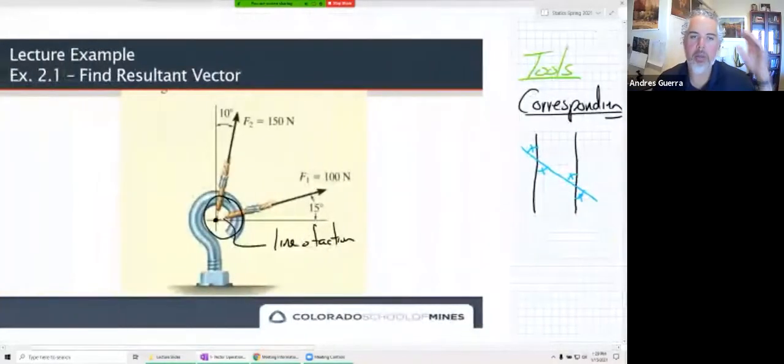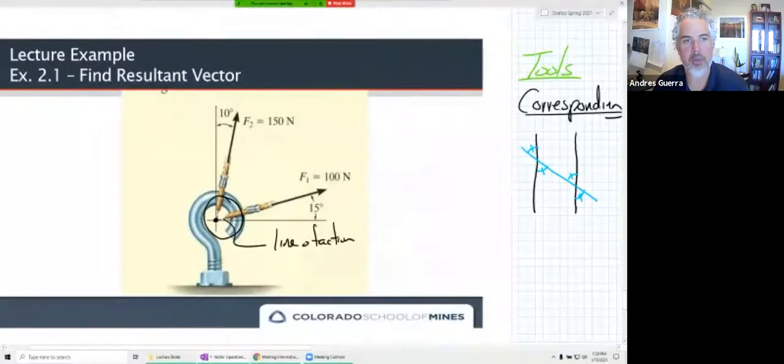Okay, so that's the problem we're working. Oh, I also want to point out, this is example 2.1. This is one of those suggested example problems to look at. And part of the reason I'm doing this is to emphasize the value of those example problems that are in the textbook.